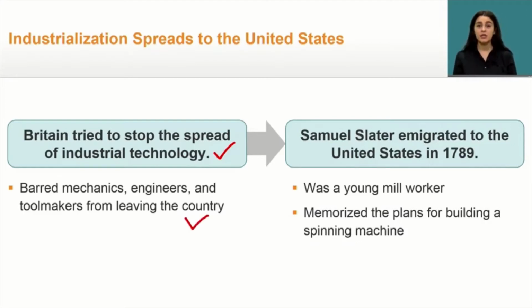A man named Samuel Slater was an important figure during this time. He immigrated to the United States in 1789. He was a young mill worker, and he memorized the plans for building a spinning machine. He was just 21 years old when he emigrated. He struck a deal with the factory owner to recreate English mills. He understood the English systems so well that he was able to modify them into unique systems that better matched the needs of American workers and the factory system. He eventually went into business for himself and grew very wealthy. Samuel Slater is known as the father of the American Industrial Revolution.